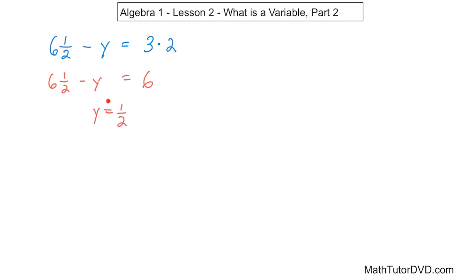So you stick y in here, 6.5 minus 1/2 is going to equal 6. So this is the only value of the variable y that's going to work. So we'll put a little bracket around it. That's going to be our final answer.